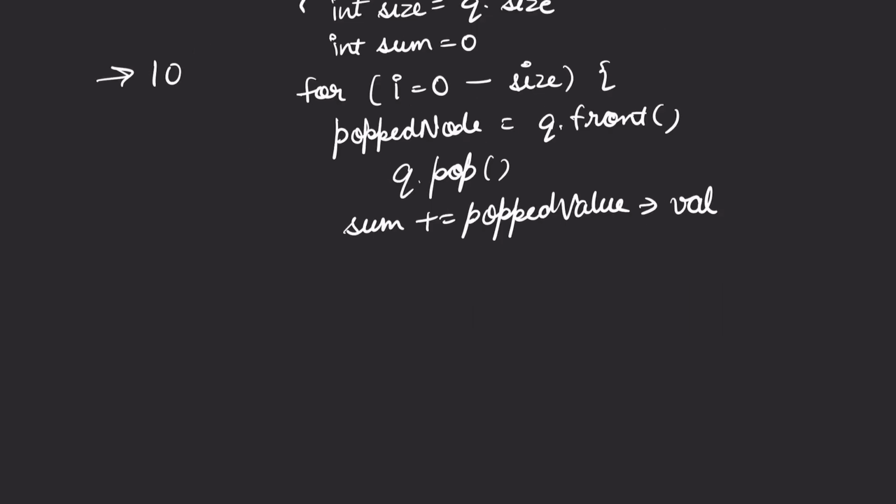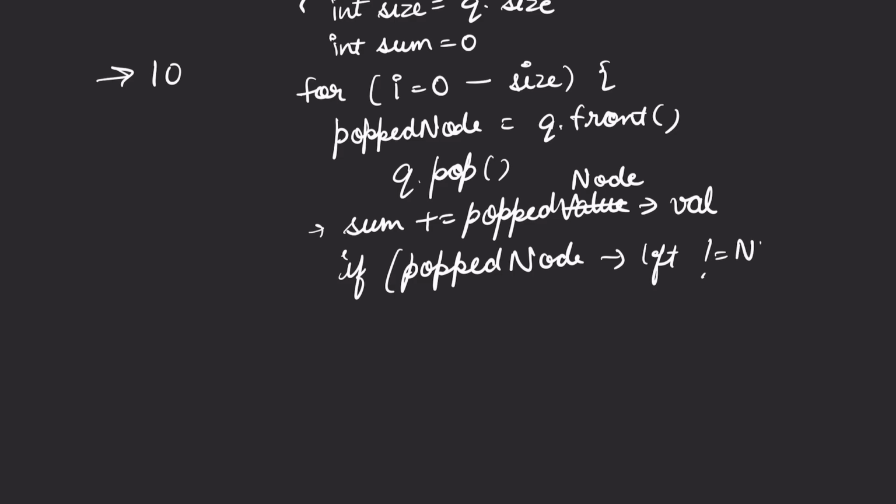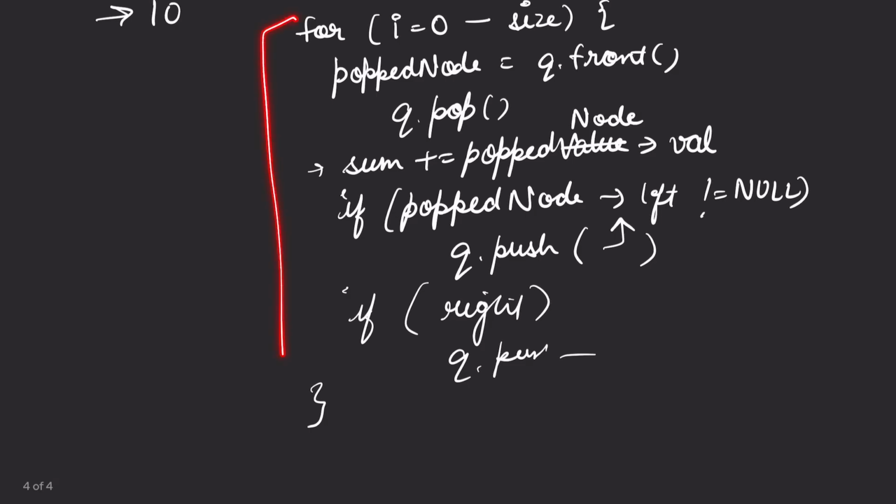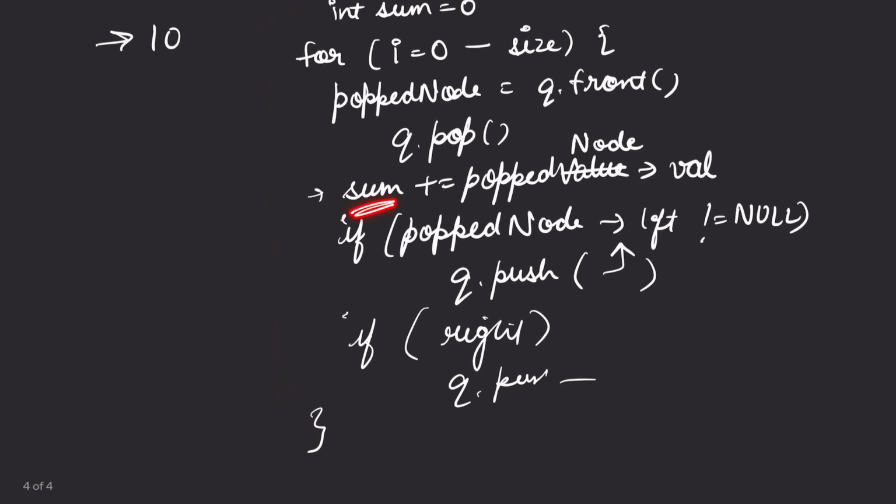After you have found out the sum, this will be popped node's value. Once you have updated your sum, you will check if the popped node's left is not null, right? Then that means it has a left child. Then in our queue, we will push this left node. And similarly, we'll check for the right node also. If it is there, then we will push it. And then when this particular loop finishes, we have got the sum for our current level.